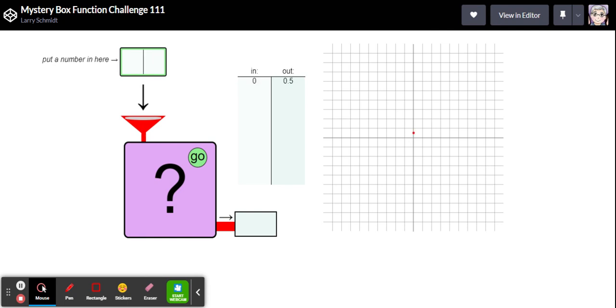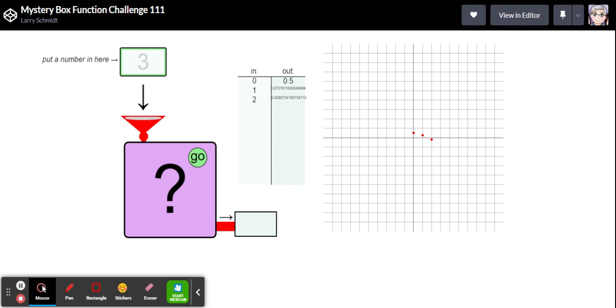Okay, 0 gives us 1/2. Let's try a 1. Oh, and that gives us some decimal. How about a 2? And we've got another decimal that does look like a curve, not a straight line.